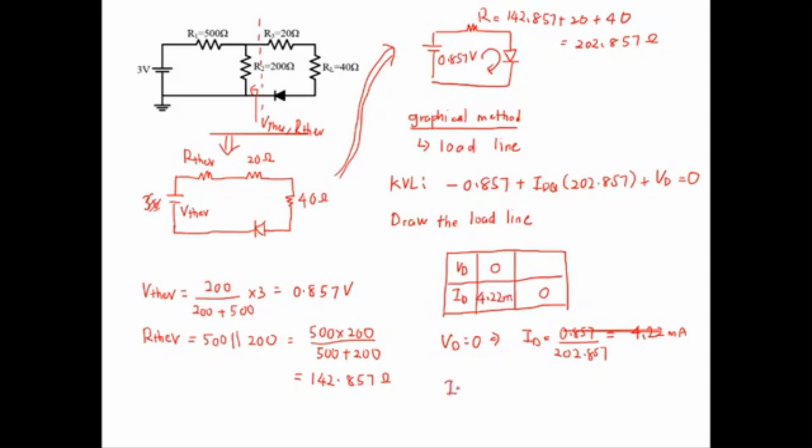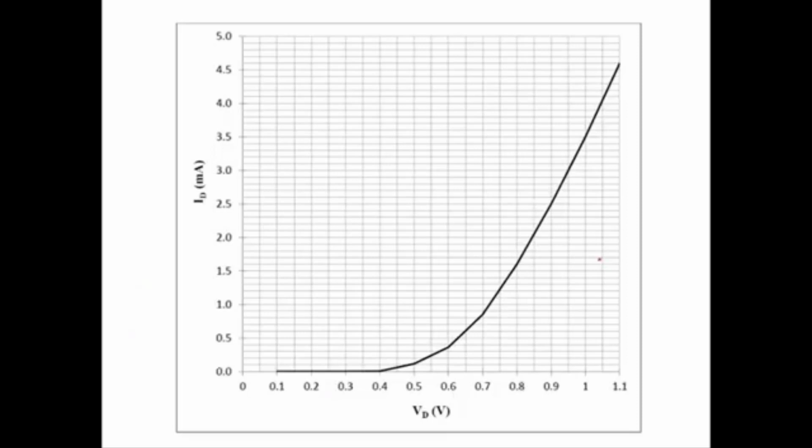Okay, when ID is equal to 0, VD is equal to 0.857. Okay, so you already get 2 points. So next, you need to draw the load line.